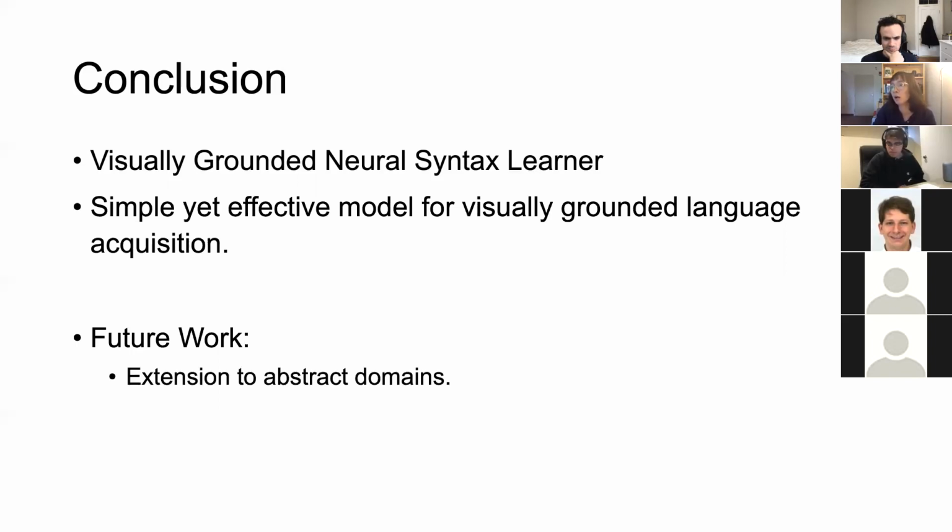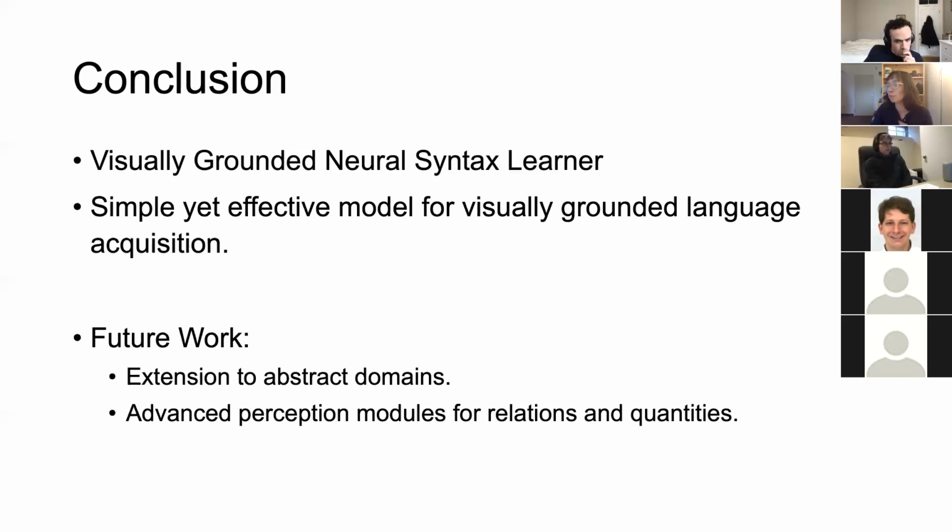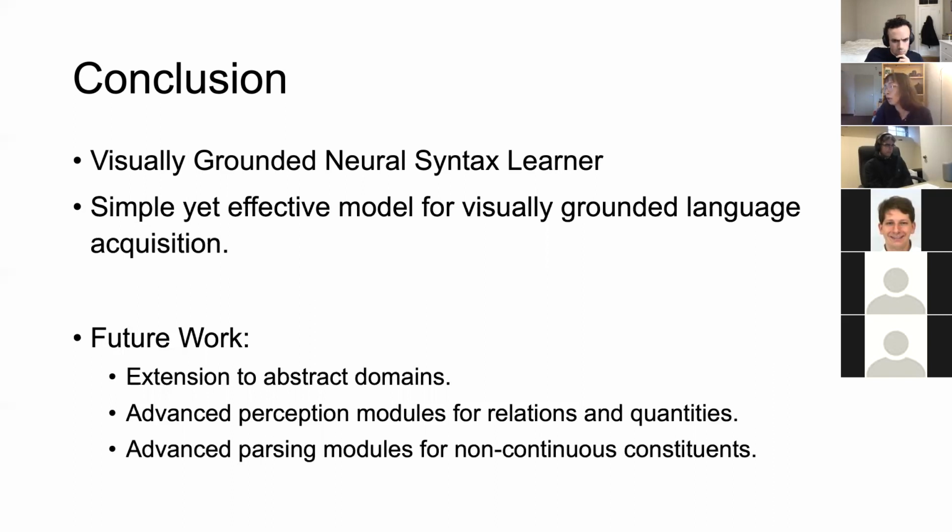For example, right now our model only works for this very concrete domain, and we want to see if it is possible to extend to very abstract domains, such as reasoning just about text. We might also want to use a more advanced perception module for relationships and quantities, so that we can do a better job of understanding relationships, like the prepositions or verbs in natural language sentences. It is also possible to use more advanced parsing modules for handling non-continuous constituents.